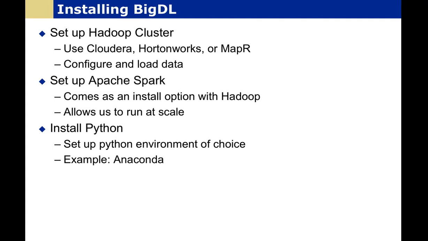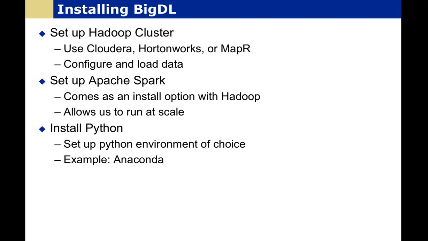So here's how we can install BigDL. First, we need a Hadoop cluster. And that means we can use Cloudera, Hortonworks, MapR, or some other distribution. We can also use cloud-based versions like Microsoft's HDInsight, Amazon's Elastic MapReduce, or EMR, or Google Dataproc.